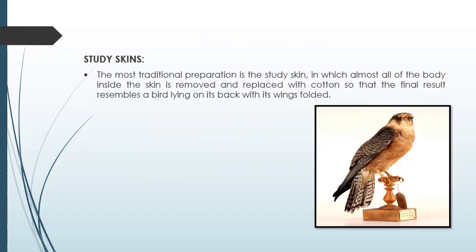Study skin. The most traditional preparation is the study skin, in which almost all of the body inside the skin is removed and replaced with cotton, so that the final result resembles a bird lying on its back with its wings folded. In this method, all of the internal body organs are replaced with cotton, and the organism is prepared in a way that it looks like it is lying on its back with its wings folded, as you can see in the picture.